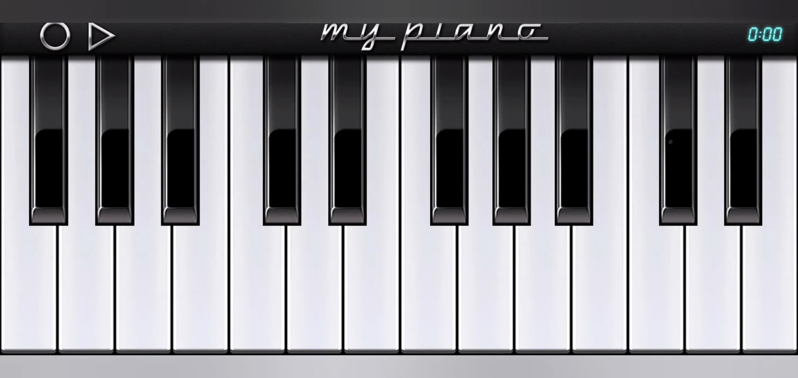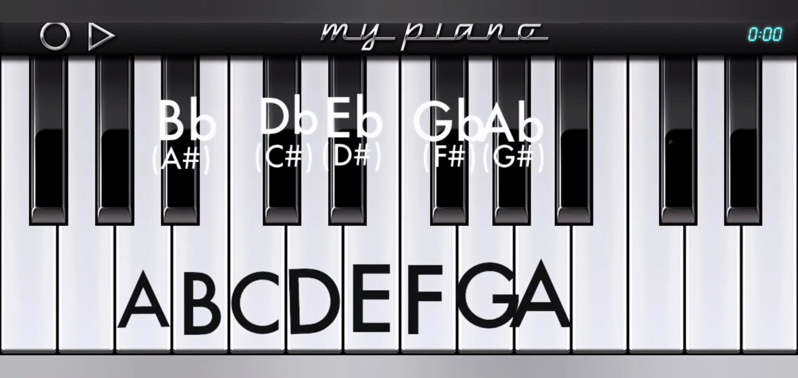Okay, so with no further ado, let's get started. So the musical language is divided into 12 equally spaced tones, and let's go through them now. So we got A, B flat, or A sharp. The labels on the bottom of the black keys are just alternate names for the same note.